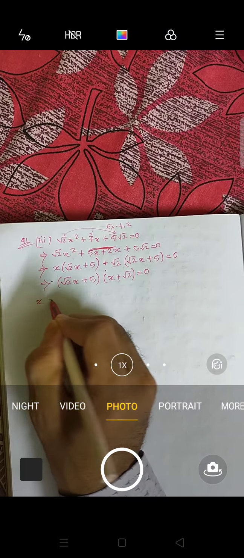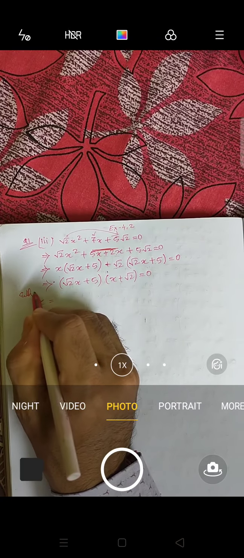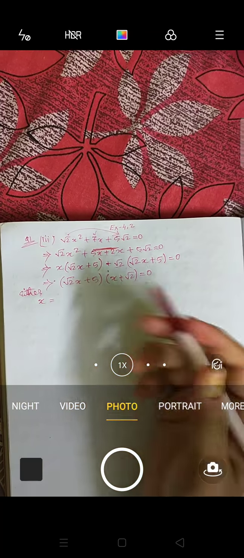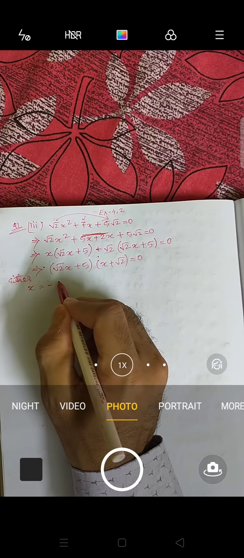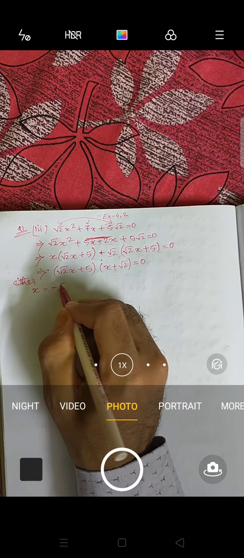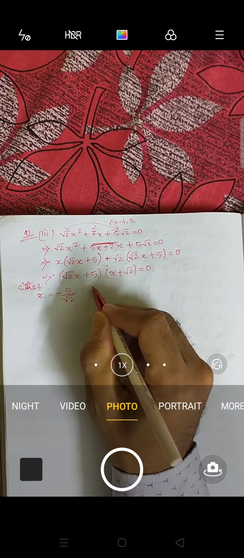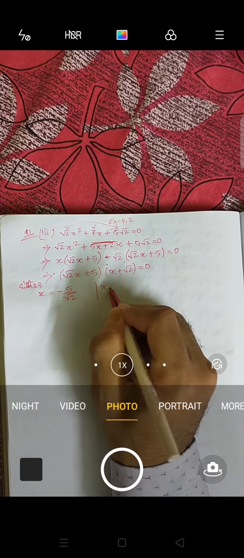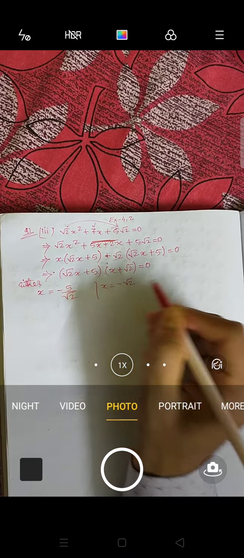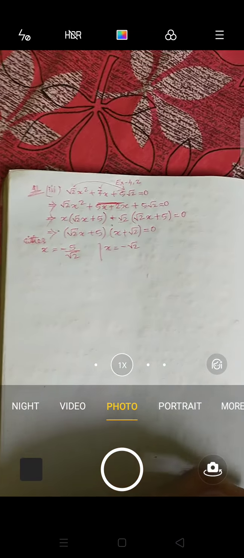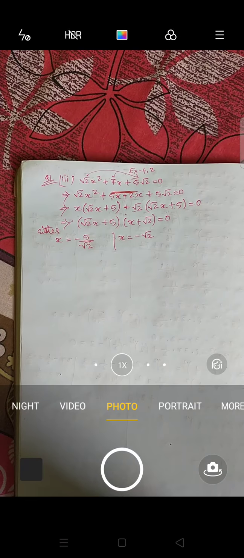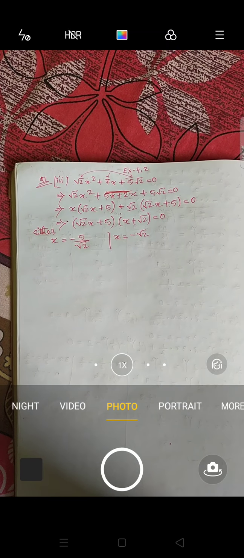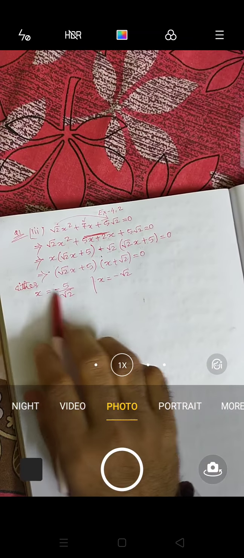X is equal to either, your choice, you solve it on your own. I'm writing your answer directly: minus 5 by root 2, and the other one is x is equal to minus root 2. So you'll be having these two answers. Have you got these two answers?